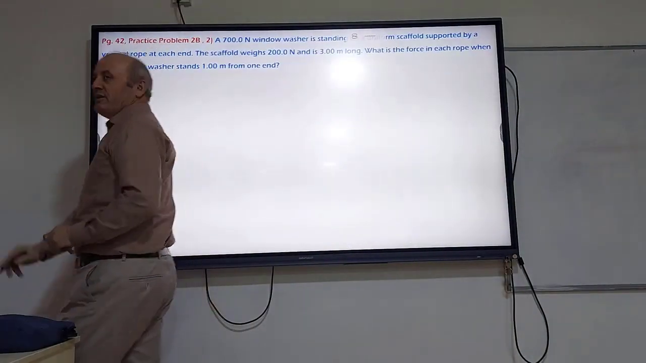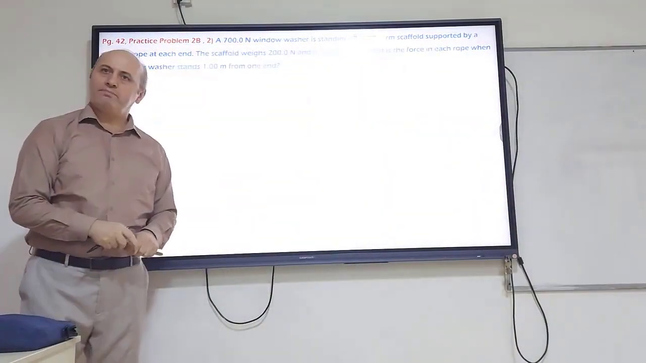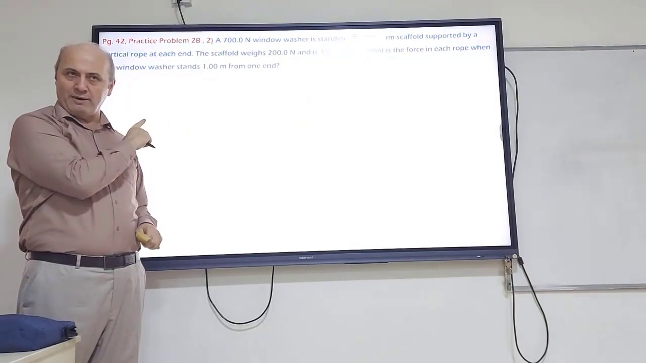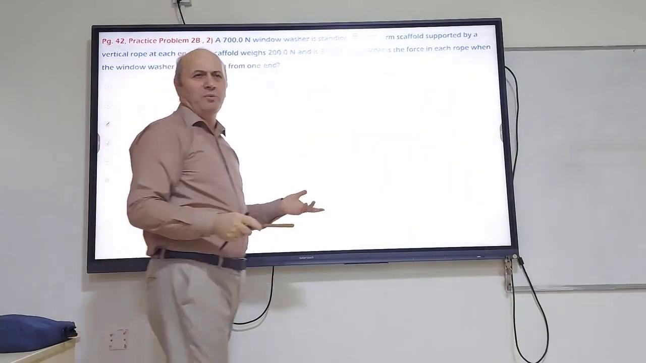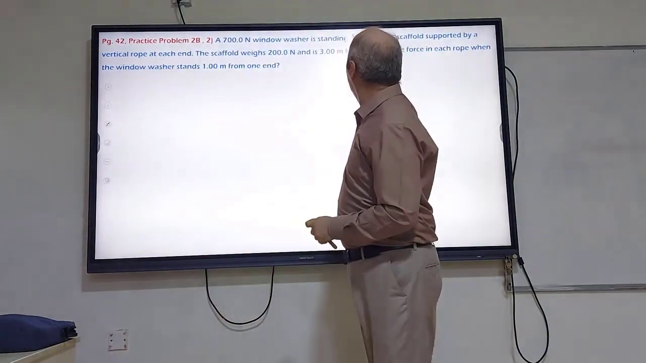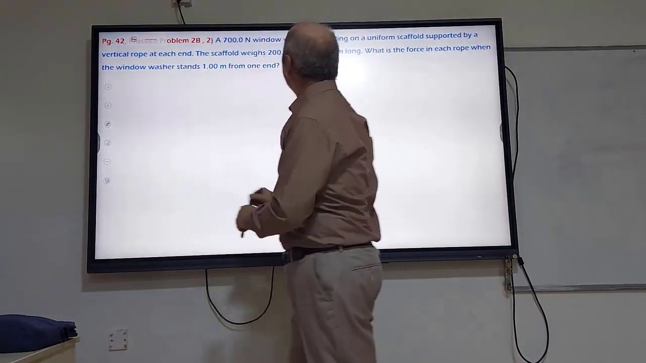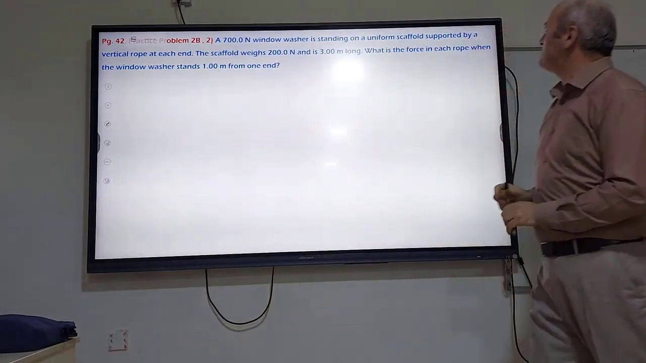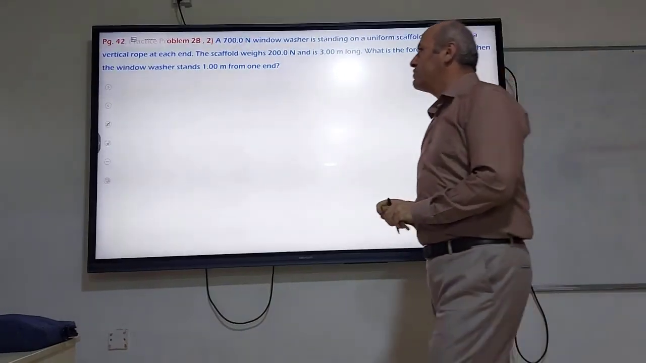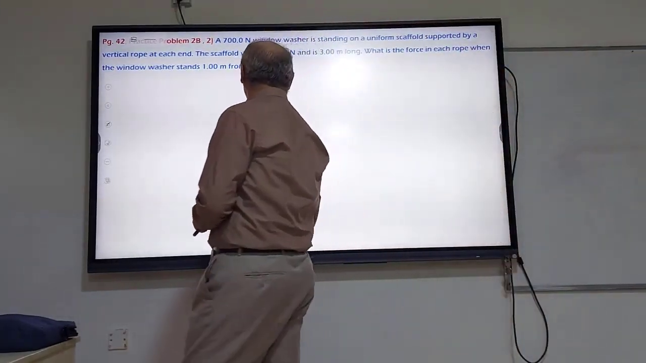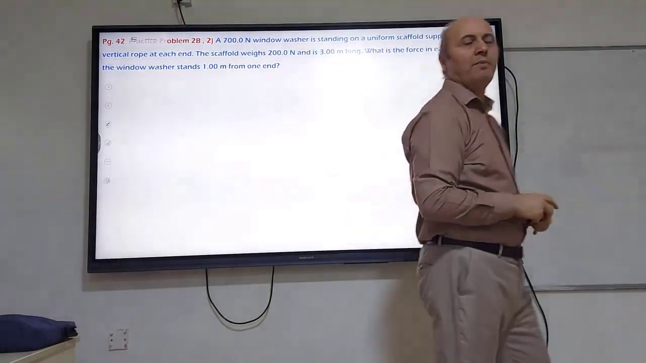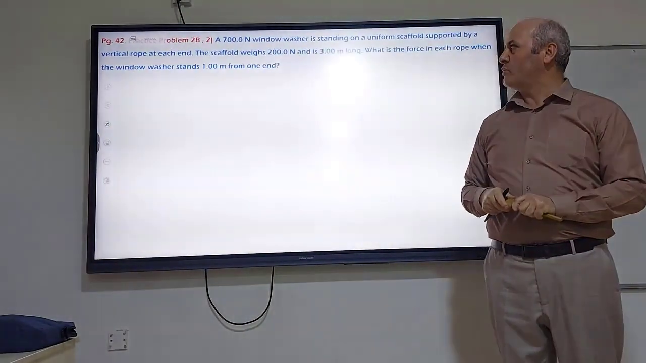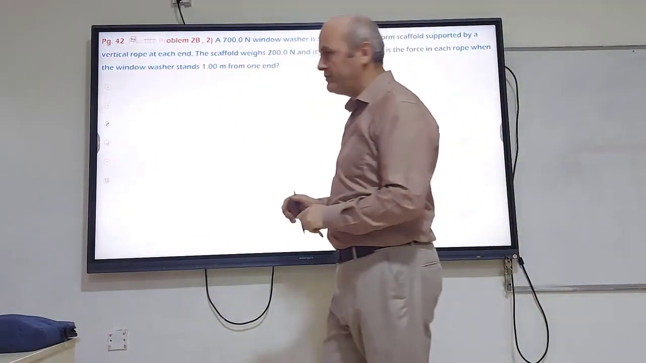And equilibrium problems. Let's solve one problem like this. This is the most popular one. A 700 Newton window washer is standing on a uniform scaffold supported by a vertical rope at each end. The scaffold weighs 200 Newton and is 3 meters long. What is the force in each rope when the window washer stands 1 meter from one end?